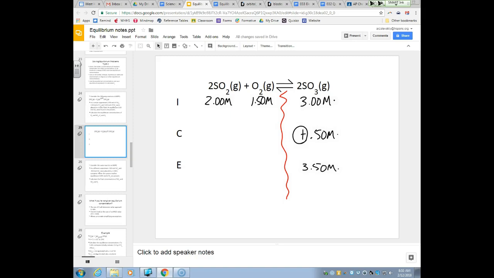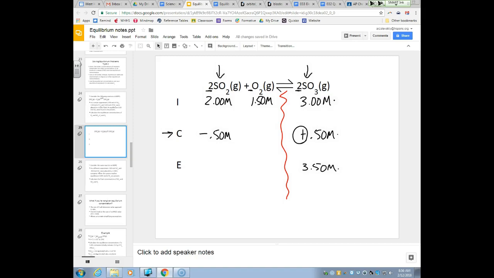Now, the rest of it's going to be stoichiometry, and we're going to go across the change row of this ICE box. So, the coefficients do matter. I like to start with anything that has a 1-to-1 mole ratio first, or in this case, a 2-to-2 mole ratio. So SO2 and SO3 both have 2 as their coefficient, so it's a 1-to-1 mole ratio. That means if I gained 0.5 molar of SO3, I had to lose 0.5 molar of SO2.